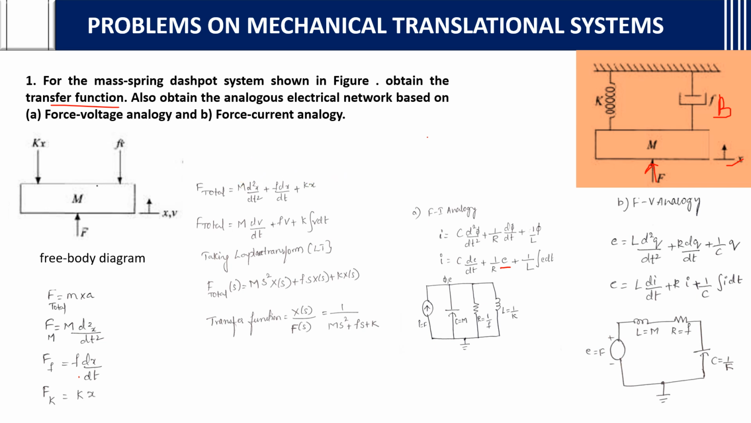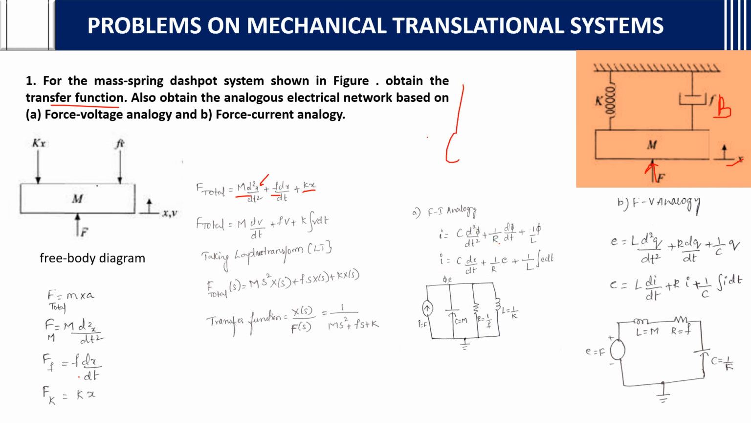For this you need to remember the table I mentioned in the previous video: what to convert M into for force current analogy, what to convert f into, what to convert K into, and what to write for x. Understanding? From this we need to draw the analogous electrical circuit. How to write it? I'll tell that. It is force current analogy.